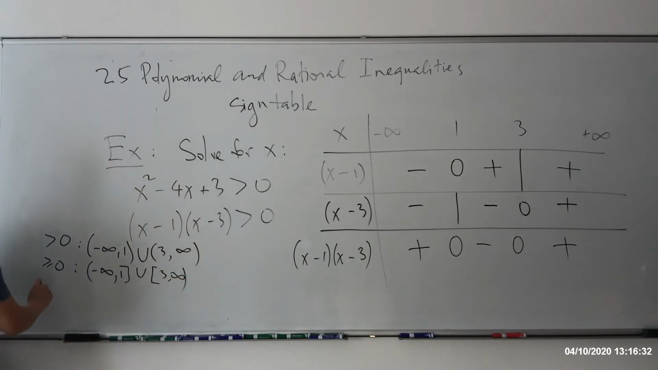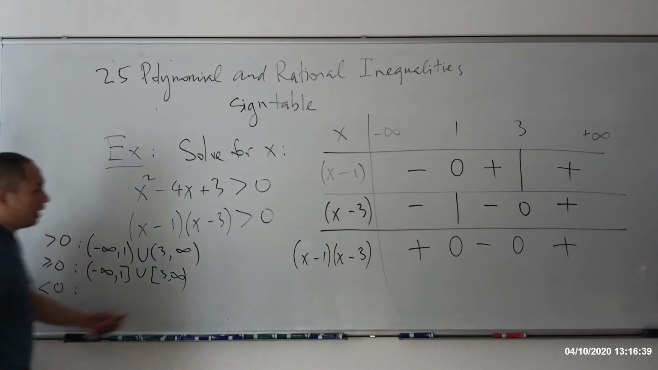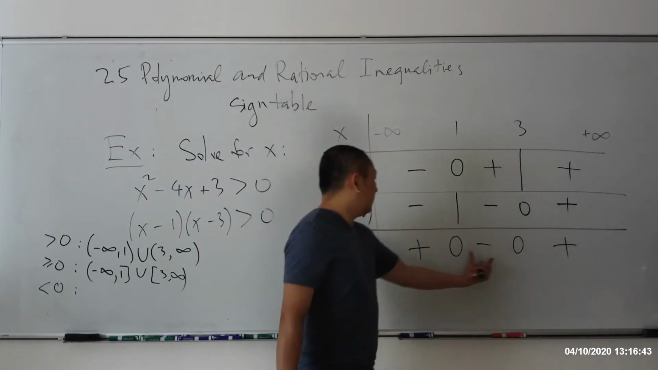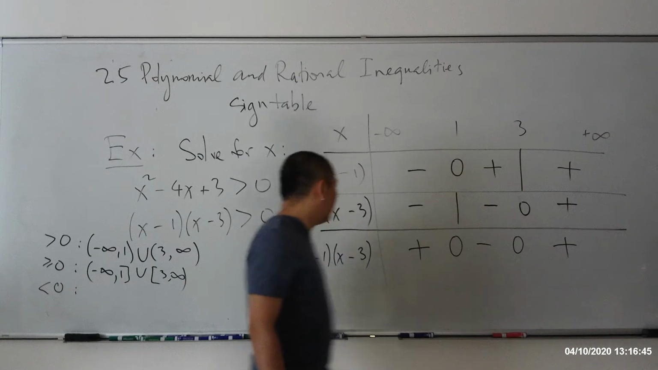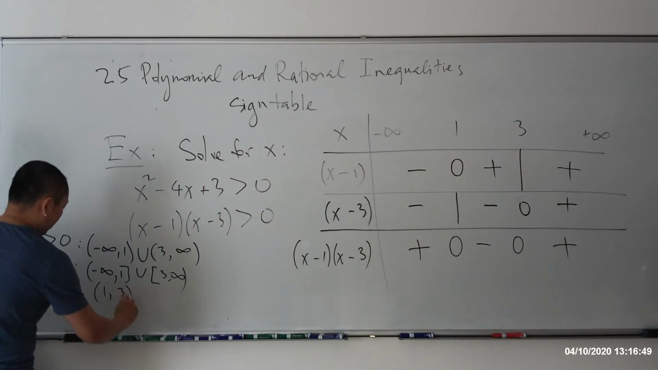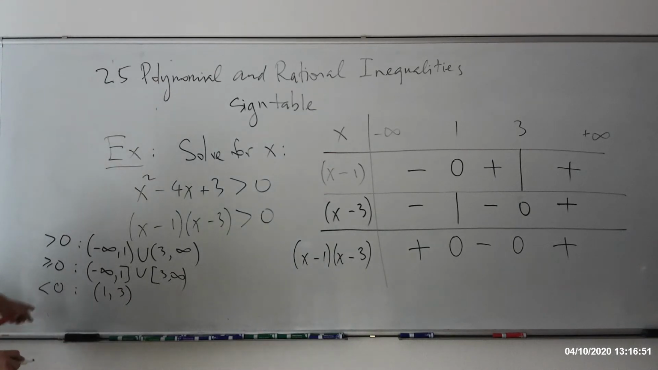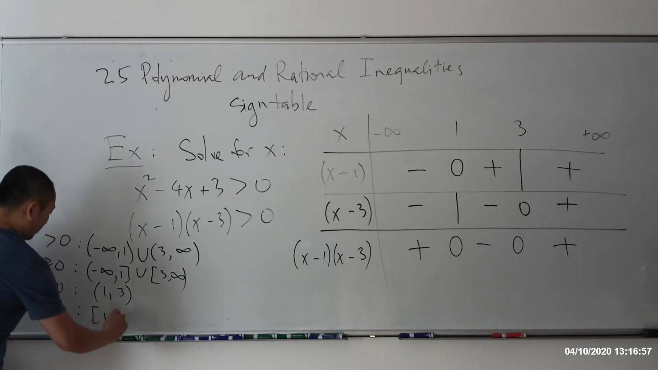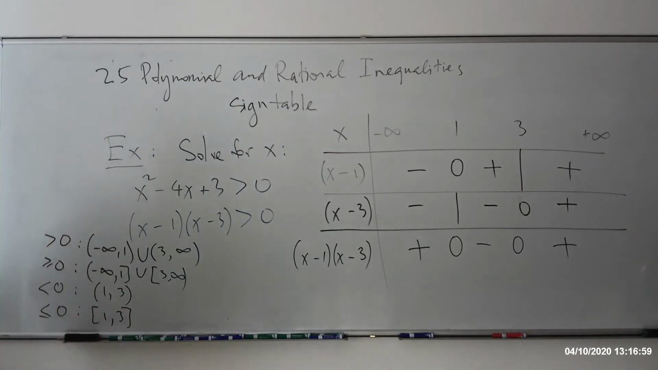Similarly, what if I ask you something in here, but the inequality sign is less than 0? Now you have to look for the interval that got a negative sign. The interval with the negative sign is from 1 to 3. Okay, so this answer is parenthesis 1, comma 3, parenthesis, because we're not including the equal sign. Similarly, less than or equal to 0, bracket 1, comma 3, bracket. Okay.